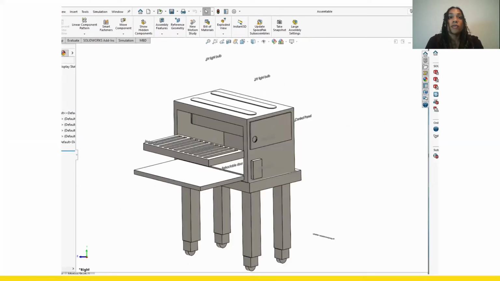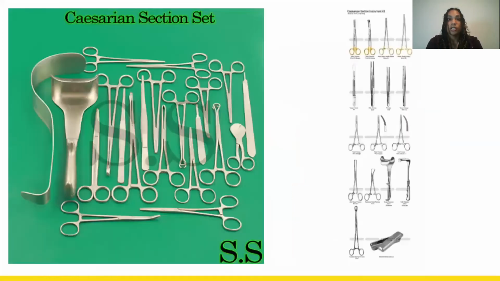The dimensions of our design are 11 inches in length, width, and height, and it would weigh approximately 10 pounds when not in use. To get an idea of the types of tools that are required during these procedures, you can see that they are relatively small and consist of needle drivers, forceps, and a series of clamps.